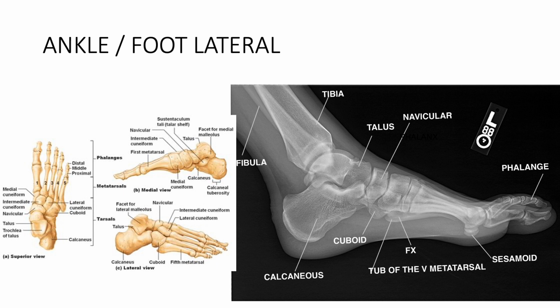On the lateral view of the foot, what is clearly seen of the ankle bones are the calcaneus, talus, and navicular. The cuboid and the cuneiforms are superimposed on each other, and it's not possible to distinguish one from another, except a portion of the cuboid.